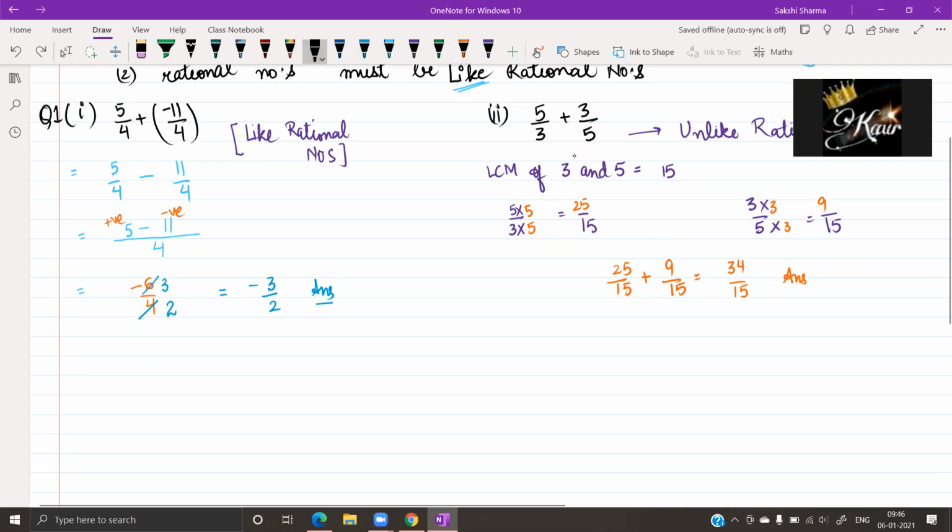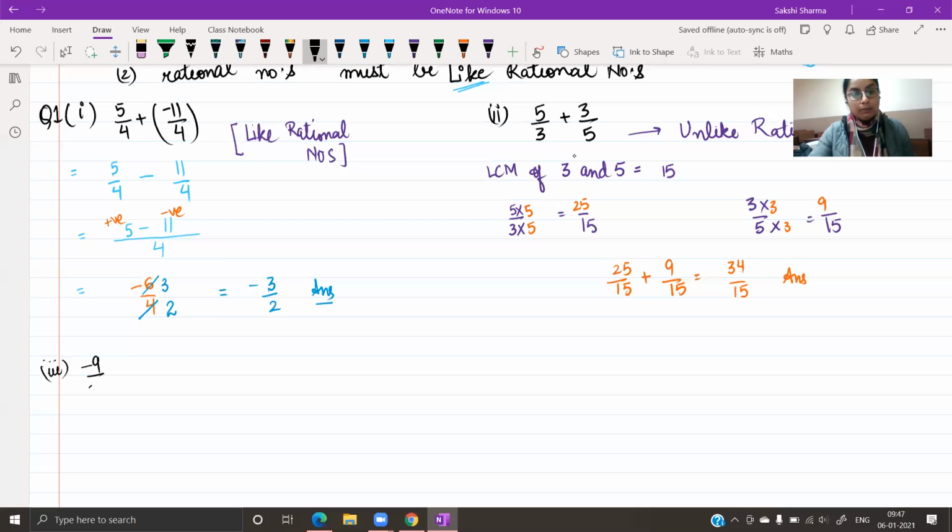The students who have understood, they can start with the next parts of this question. Third part, we have minus 9/10 plus 22/15. Now you have unlike rational numbers. The first thing we will do is we will convert them into like rational numbers. Yes, your answer is correct, beta. These are unlike. You don't have to write this in exam कि ये unlike है तो हम convert कर रहे हैं. You can directly start. Like that will be in your mind.